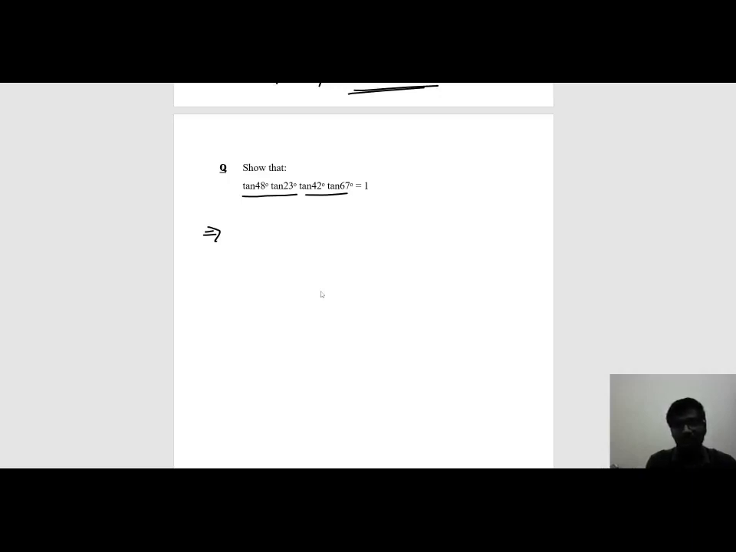So just let's take this first two terms. Instead of tan 48, how can we write? We can write it as tan(90 - 42). What is tan(90 - theta)? That is equal to cot theta, right? So we'll get cot 42. In a similar way, when we solve for tan 23, we can write it as tan(90 - 67).